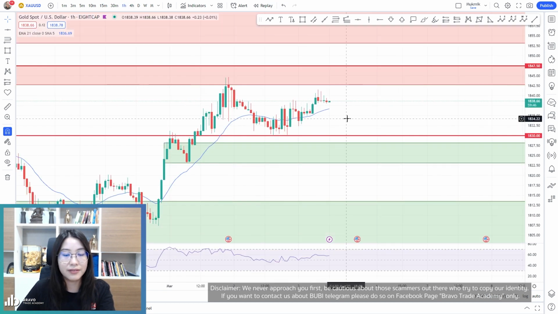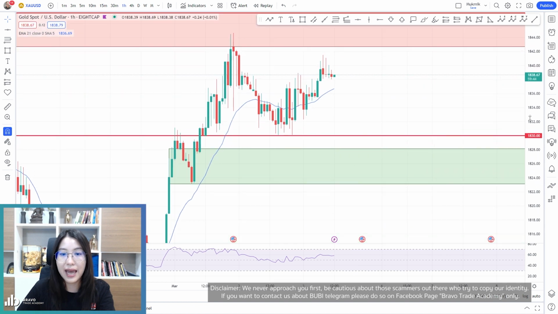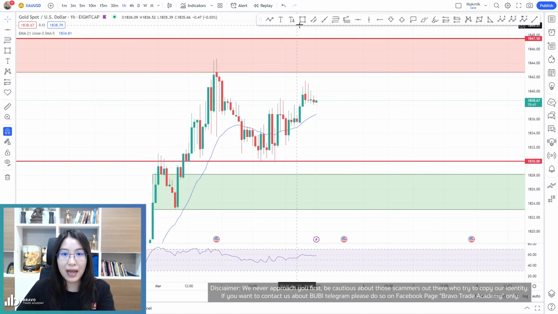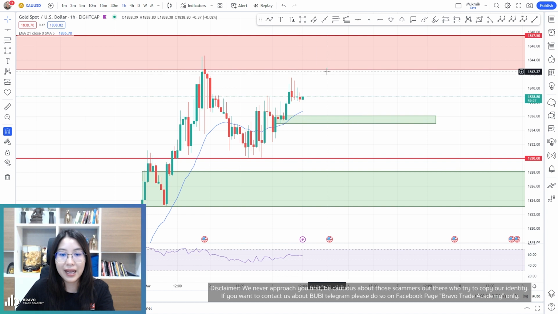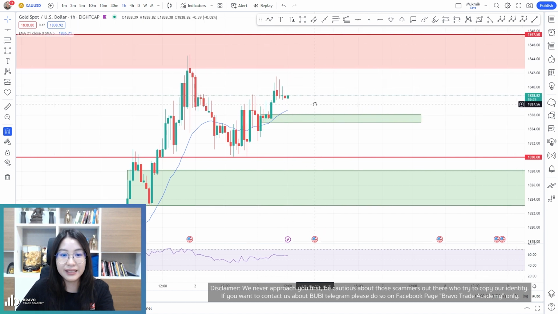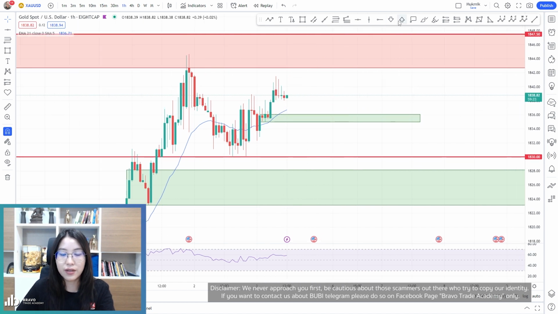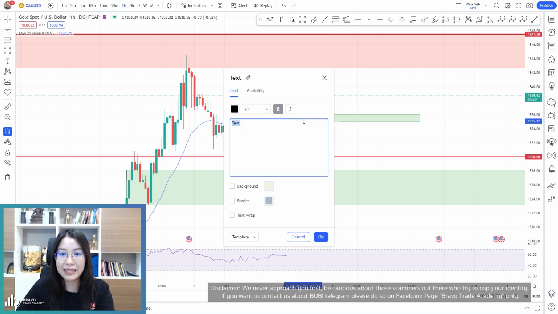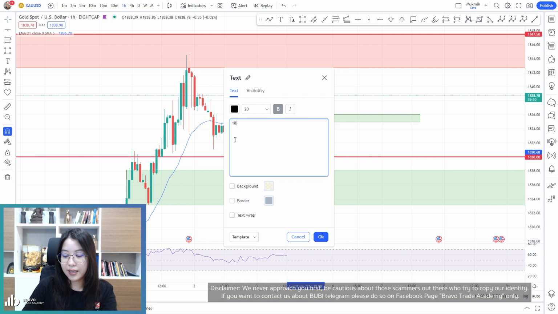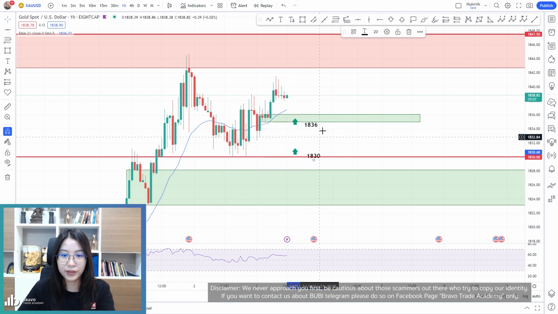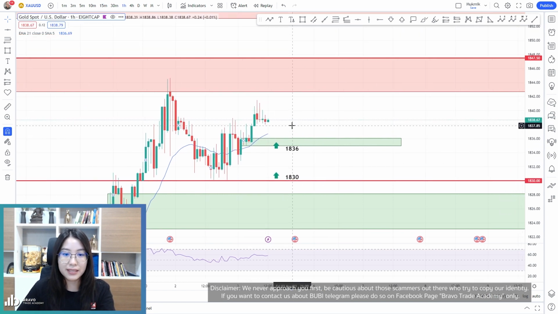What do we have in the 1 hour time frame? In the 1 hour time frame, we have our new demand zone here. Can we go for a buy here? I'll say yes. This is going to be the first plan at around 1836, and the second plan, of course, at our support 1830 for today.